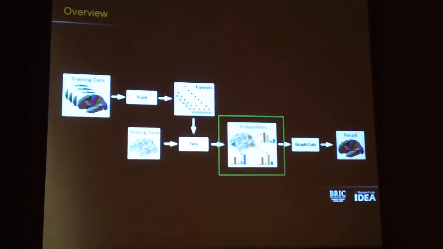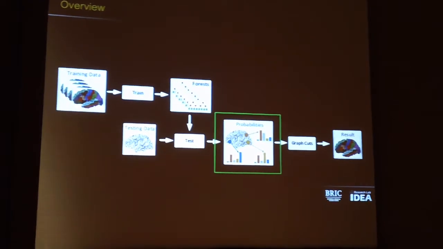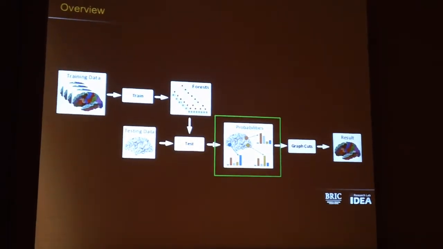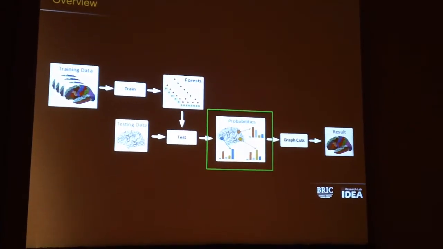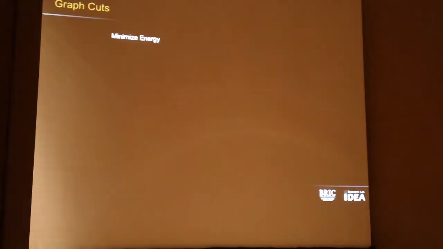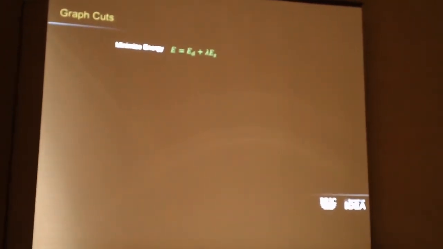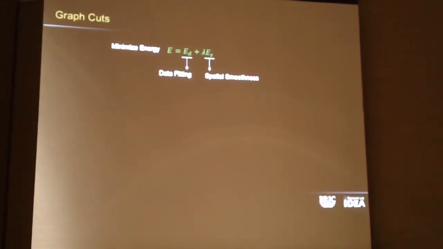Right now, for each vertex, we already have the probability distribution, and we treat this probability distribution as a Markov random field, and the GraphCut will try to minimize the energy of this field. We want to minimize this energy function. So this function has two terms. The first term is the data fitting term. The next term is the spatial smoothness term.